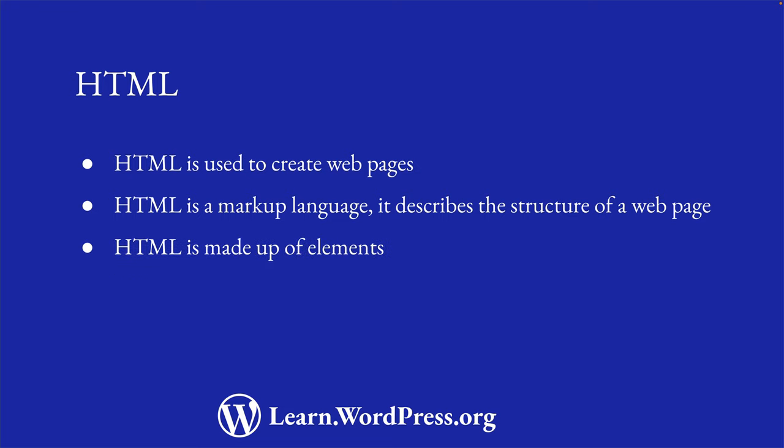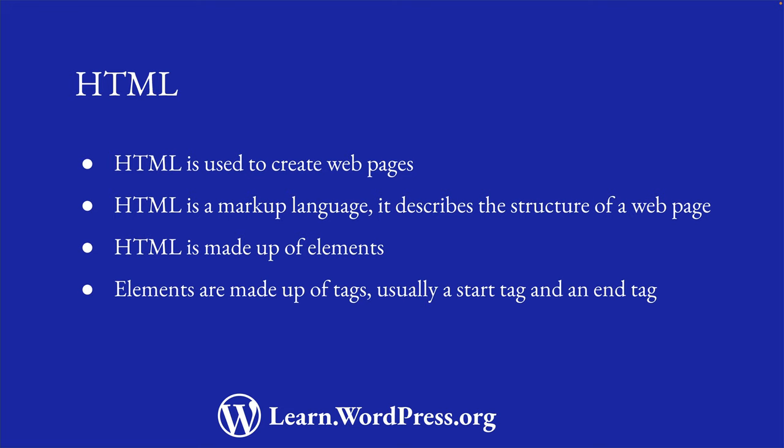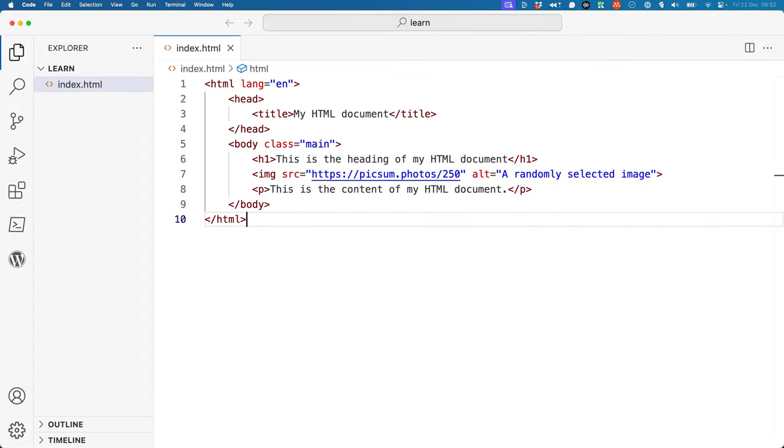HTML is made up of elements. Elements are the building blocks of HTML documents. An HTML element usually has a start tag, an end tag, and some content in between. Here is an example of an HTML document.